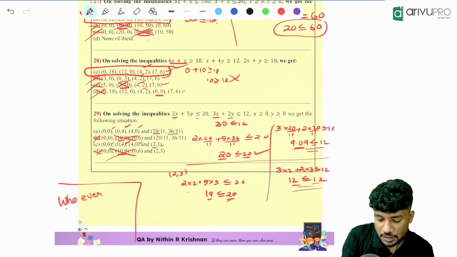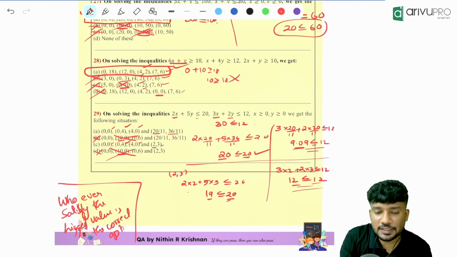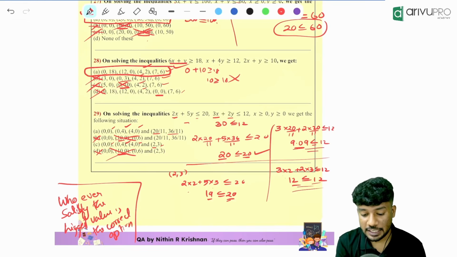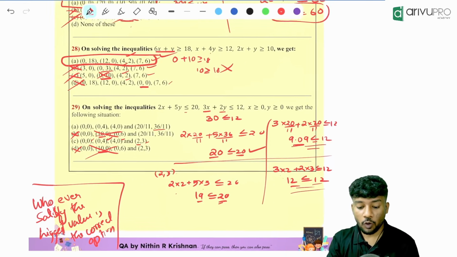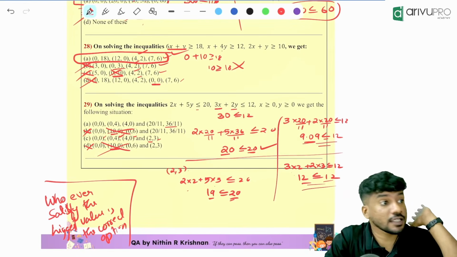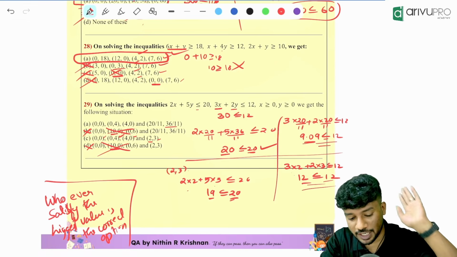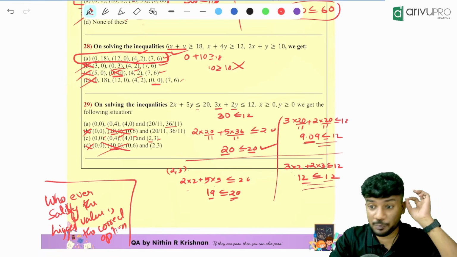Whoever satisfies the highest value is the correct option. So who is satisfying the highest value? Option A is satisfying the highest value. So why? Because almost the highest value intercept will be far away, right? So whoever is satisfying the highest value intercept will satisfy the entire equation, so the entire boundary point. So which is the answer? Option A is the answer. Keep it in your mind.